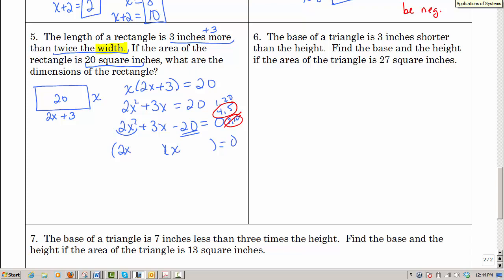Let's try 4 and 5. And I know the 4 can't go with the 2. So let's put the 5 here and the 4 there. I need a positive 3 in the middle. Pause. See if you can figure it out. Do we match? Hope so. So we set both of those equal to 0.